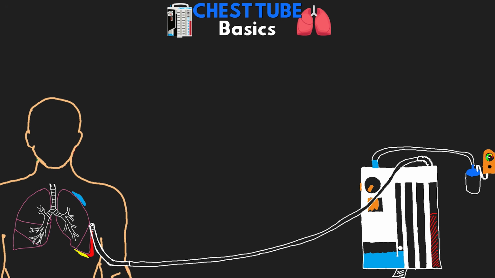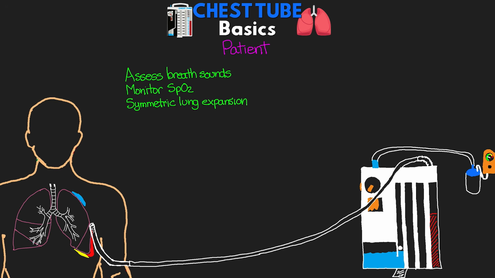So having this whole setup here, there's actually a few different things that we need to be assessing and monitoring for our patient as well as the system. So I'm going to go through and talk about a lot of those things here. So first, when it comes to the patient, some things that we're specifically looking for: obviously we're going to be listening to breath sounds, monitoring their oxygen saturation, and looking for symmetric lung expansion on both sides.